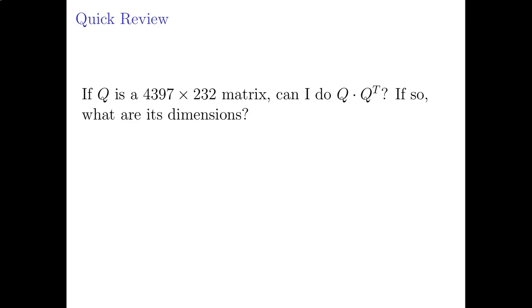What about Q times Q transpose? Can I do that one? Yes, and I will get back a 4397 by 4397 matrix, because taking Q transpose flips the rows into columns. I now have 4,397 columns of the Q transpose matrix. Therefore, that's what I get when I do the multiplication together. What if I do Q transpose times Q? What do I get? Now I get a 232 by 232 matrix, because I transposed the first guy, and therefore I get a completely different kind of answer than transposing the second guy.